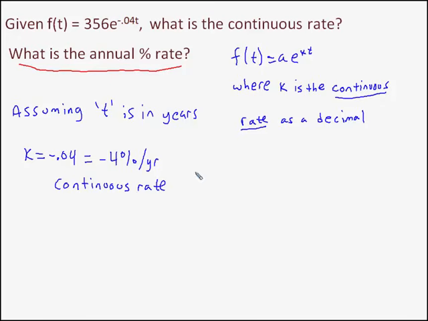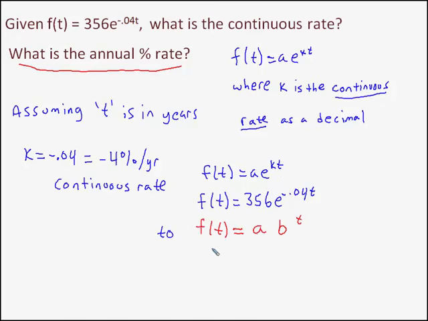To do that I would have to convert our equation from the form that was given to us, which is f of t equals ae to the kt, where our start value was 356, that's a, and our continuous rate as a decimal k was negative 0.04, and I need to convert that to f of t equals ab to the t form, more commonly known as y equals ab to the x, but again we're using t rather than x for our input variable, and f of t as opposed to y for our output variable. Now once again, to get it in this form, I only have to notice that my b would be the same as e to the negative 0.04.